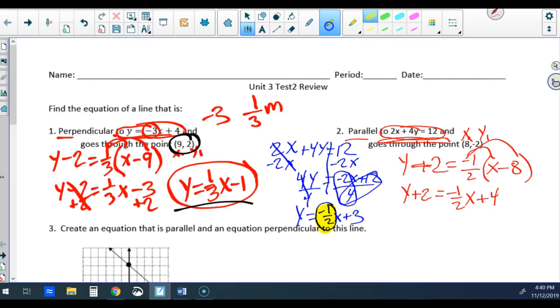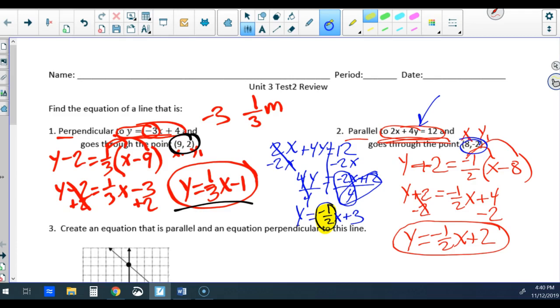Use your calculator if you're not sure about that. Last thing I need to do is get the y by itself, minus 2 to both sides. And y equals negative 1/2 x plus 2. That should be parallel to this line here, and it should go through (8, negative 2).